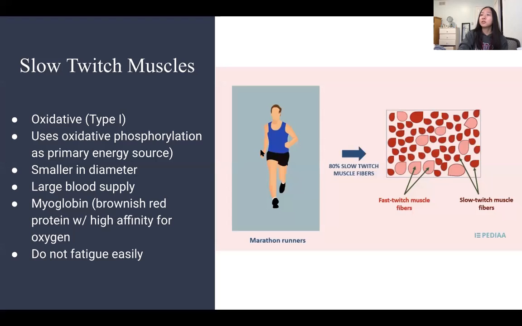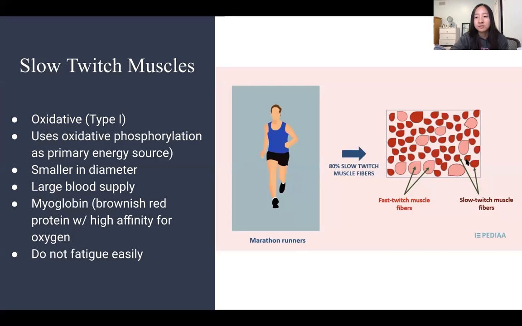Okay, so the next thing we're going to be talking about is the two different types. We're now moving away from the whole sliding filament model and contraction and everything. Let's talk about two different types of muscle fibers. Not all skeletal muscle fibers are the same in the way that they function and what they're made of. We categorize them broadly into two different types: fast twitch muscle fibers and slow twitch muscle fibers.